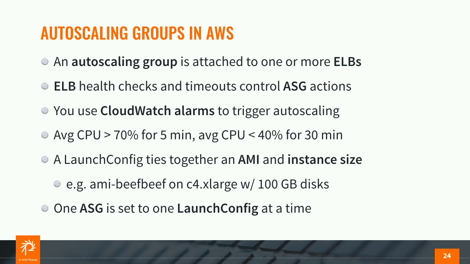So you might say to launch this particular AMI that has a build of your code on a C4 X large with 100 gigabyte disks. An autoscaling group can have one active launch config at a time. So basically for each build, you will build an AMI, you'll then build an associated launch config, and you'll then flip over the autoscaling group to use that new launch config. And any time an autoscaling action will add instances, it'll use whatever AMI and instance size that you specify.